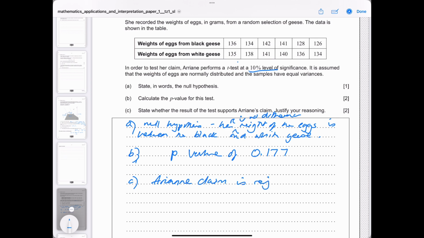Is rejected, as the p-value would have to be below 10%, which means it would have to be less than 0.1, and this is greater than 0.1 at 0.177.